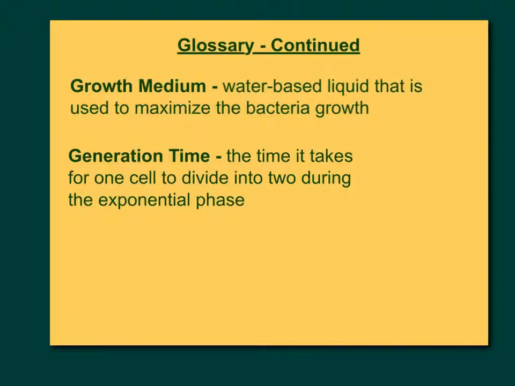This is the other part of my glossary. A growth medium is a water-based liquid that is used to maximize the bacteria growth. And generation time is the time it takes for one cell to divide into two during the exponential phase.